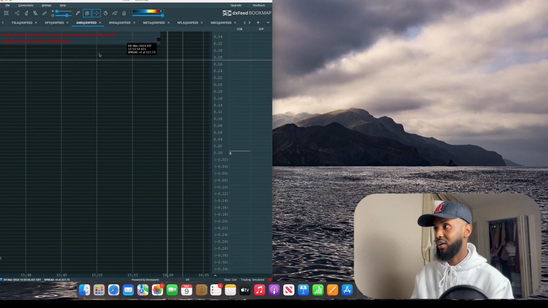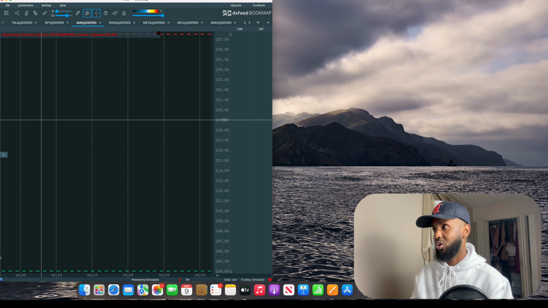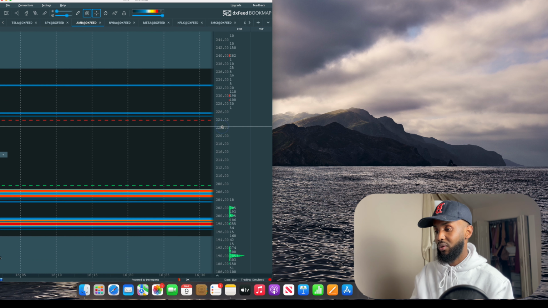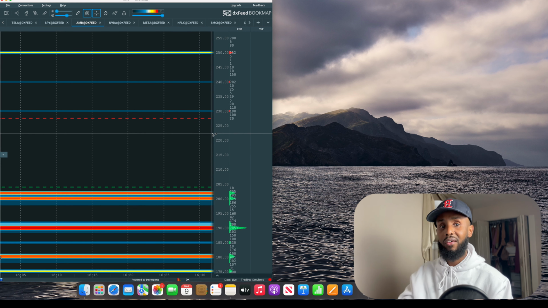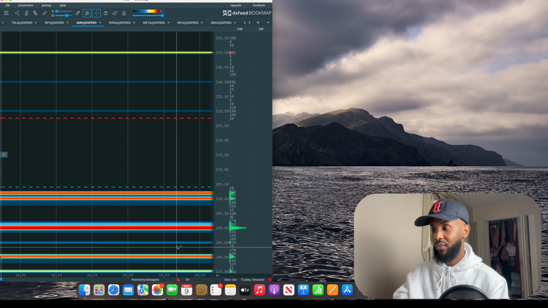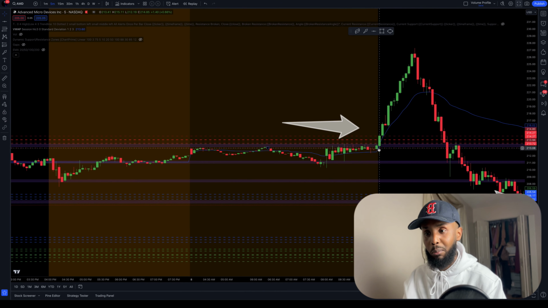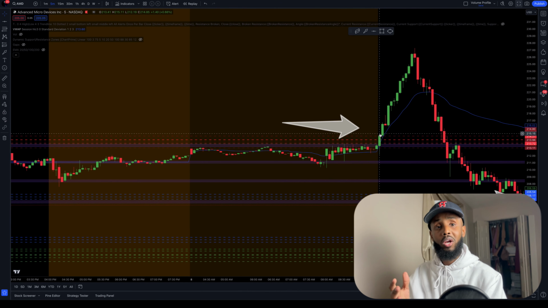So if we take a look at AMD, I'm not sure if it'll show me. I'd have to be in replay mode, so I can't really see here, but it kind of gives me zones like this where there are buyers, and on this particular day, once AMD broke out of here, on Bookmap, I saw a lot of buyers.